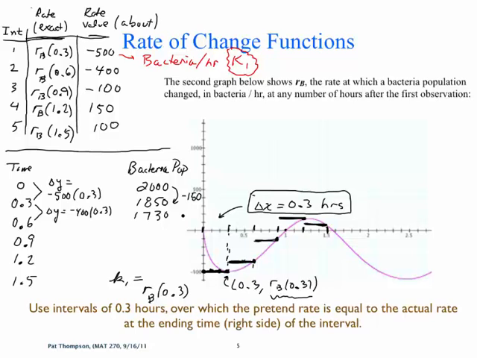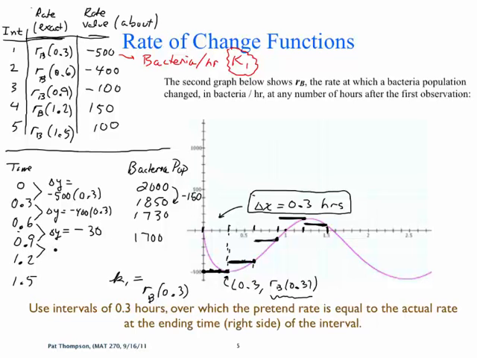It should make sense, right? We've got a bacteria population. We calculate the change, and then we add that change to get the new population every 0.3 hours. So this was 0.6. From 0.6 to 0.9, delta Y equals? Negative 100 times 0.3. Negative 30. So are we at 1,700 now? At 0.9, we're at 1,700.